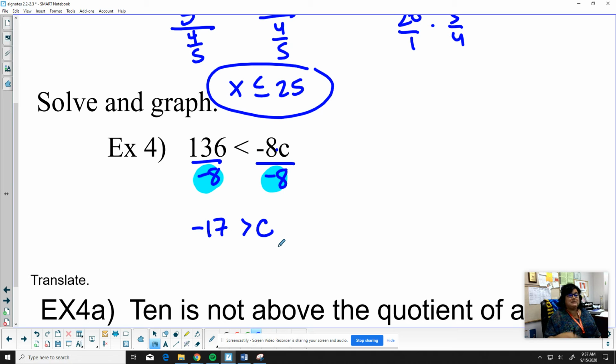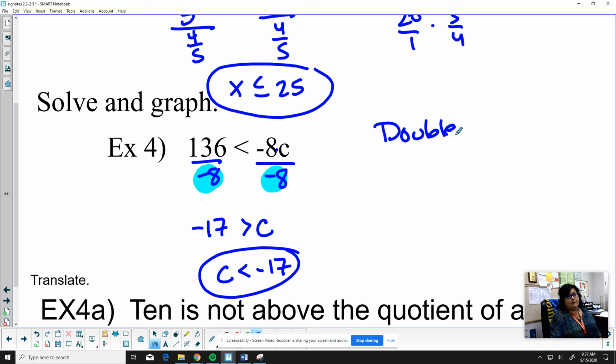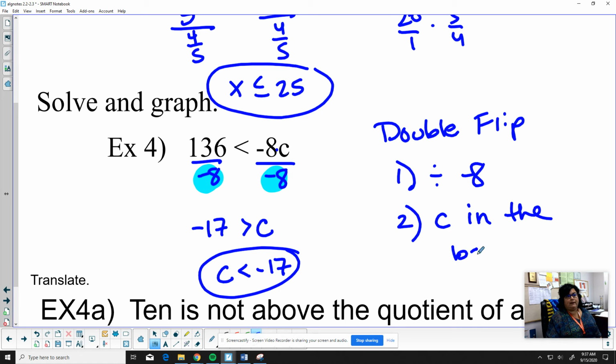Okay, but C's at the back, and C has to be in the front, so I have to flip a second time. So C is less than -17. That's my answer. This is called a double flip. First I flipped because I divided by -8. And second, I flipped because C was on the right side or in the back of the inequality. It can't be back there. It has to be first.